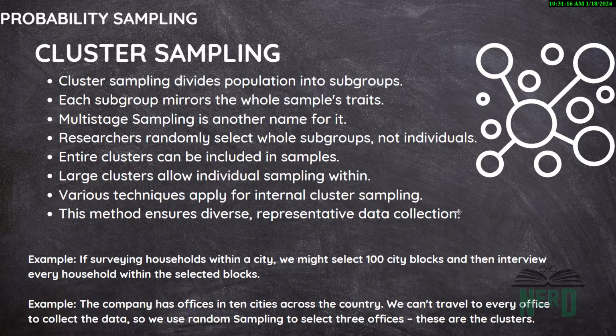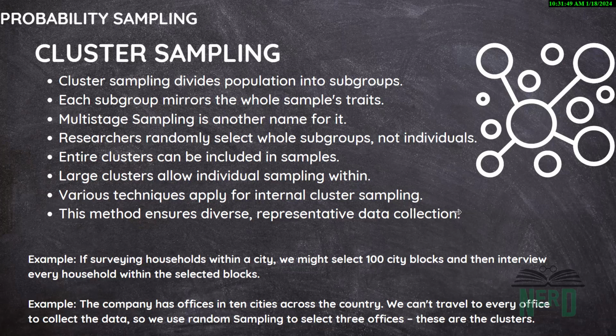For example, let's say we want to survey households in a city, right? Our city is huge, and surveying every house is a mammoth task. What we do instead is randomly pick, say, 100 city blocks. These blocks are our clusters. Then we go all in and interview every household in these blocks. It's like choosing a few pieces of the pizza and eating every bit of them.